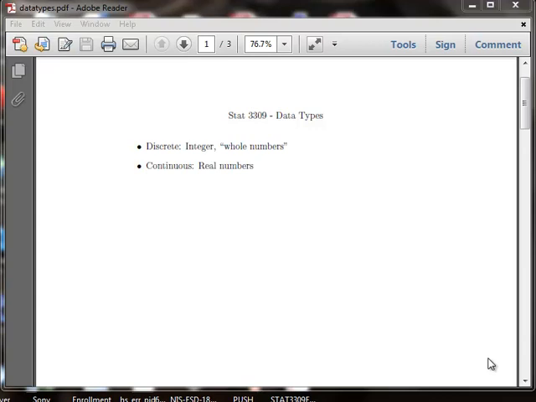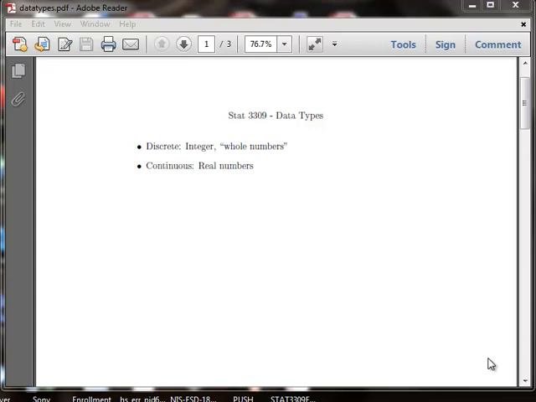So basically we take data and break it into two different categories: discrete and continuous. Discrete are your integer values, your whole numbers, and very often answer the question, how many? Now these have no decimal extensions, they have no fractions, complete integers, counting numbers.